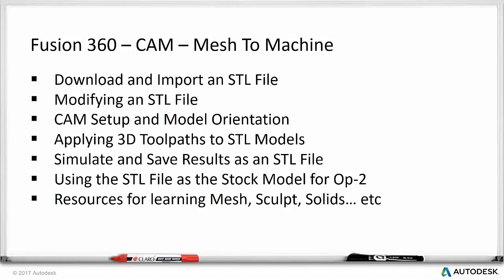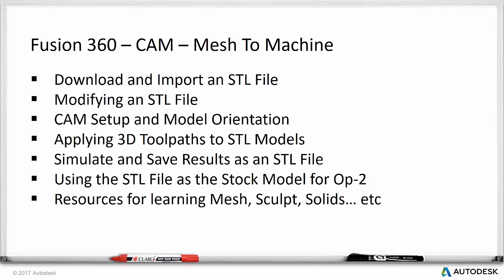I'm going to download a part and import an STL file into Fusion. I'll show you some basic modifications we can make to the STL file. I'm going to show you how to use that STL to do setup in CAM and be able to orient it and get it ready for machining, and apply some 3D toolpaths to those STL models. Then we simulate, and at the end we're going to save the result to create a new STL file that we're going to bring back in to be our Op2 setup.